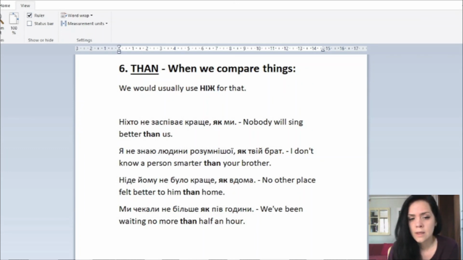And another instance, ніде йому не було краще, як вдома. Ніде йому не було краще, як вдома. Ніде means nowhere, like nowhere else. Йому, to him, не було means wasn't. Краще means better, як вдома, than at home, right? So if we want to translate it into normal English, we would say no other place felt better to him than home, okay? So краще, як вдома means better than home or better than at home.